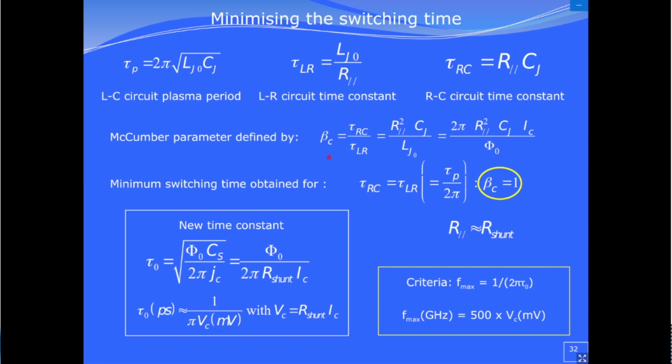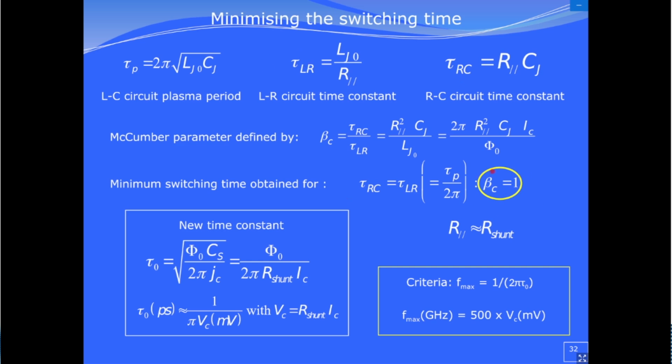So basically, you take a parameter, which is a ratio of tau RC over tau LR, and it has this expression, right? And it's called the Stewart-McCumber parameter. You will see this parameter a lot in the books. This is a typical parameter to understand the dynamics of Josephson junctions. And this parameter should be 1, right? It's optimum. Otherwise, either one time constant or the other one is too large.